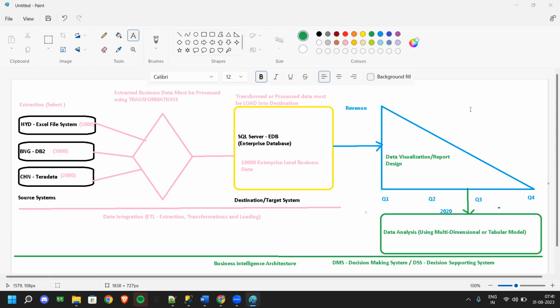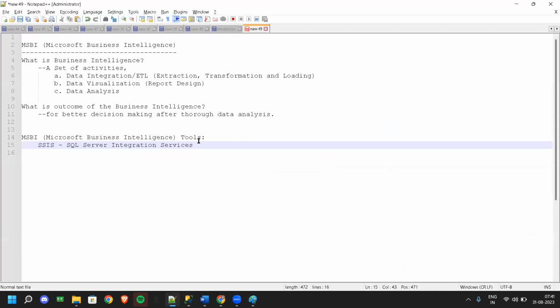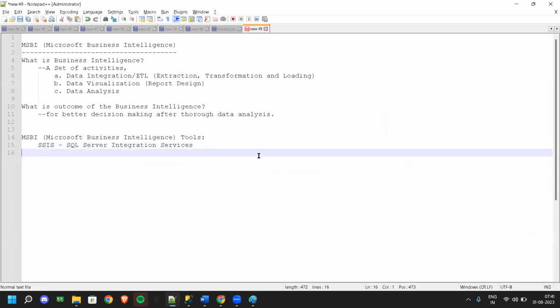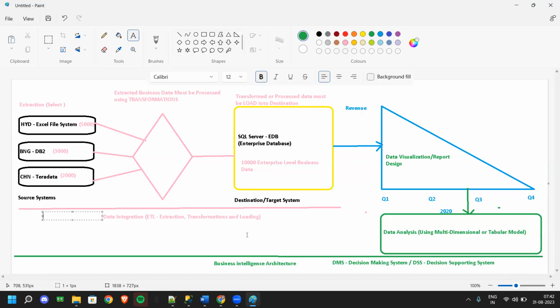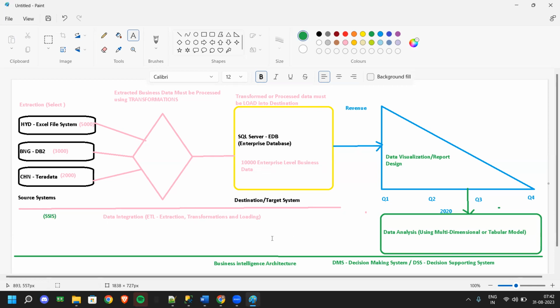Extraction and transformation. Yes, right. If you see here, the name itself clearly states integration. So SSIS is a data integration, or else ETL tool. Are we good now? So this particular portion can be achieved by using SSIS. Any questions on this?